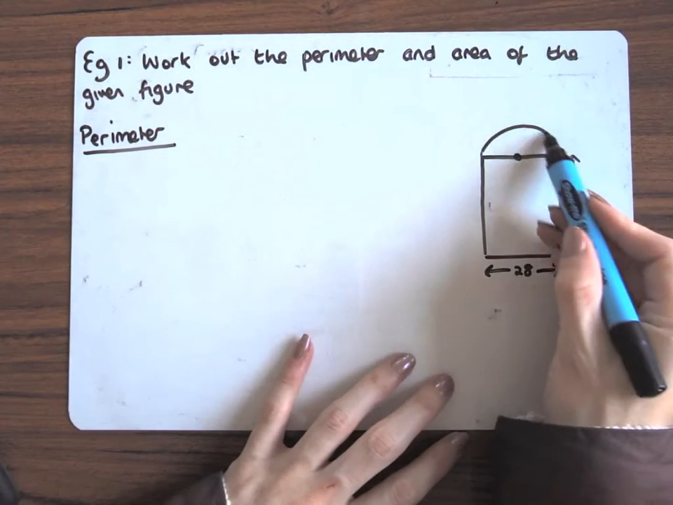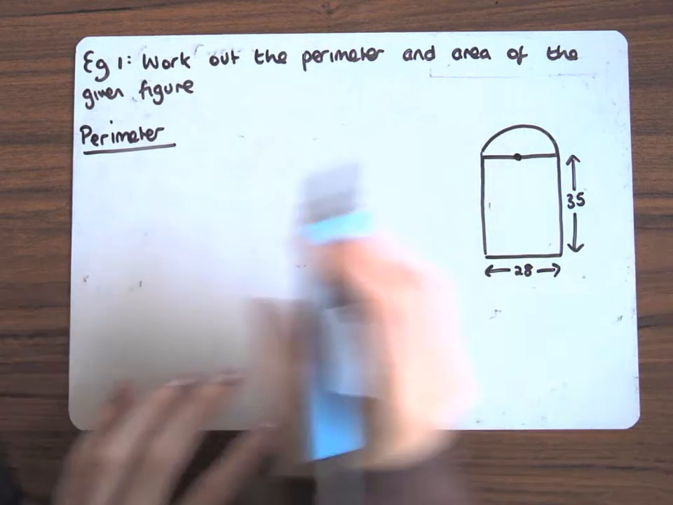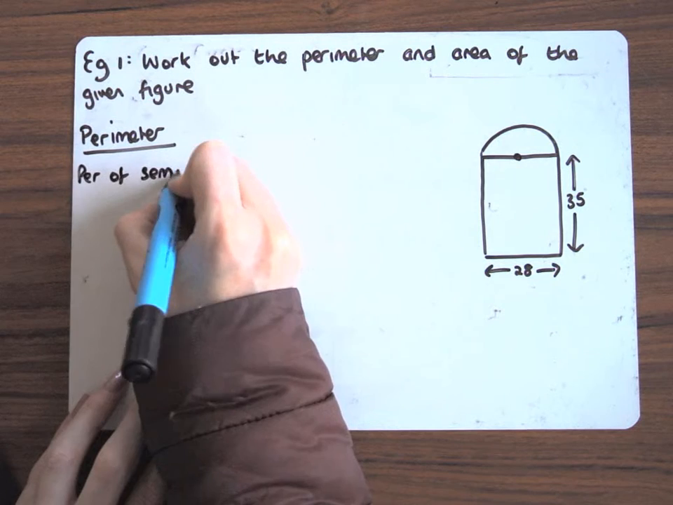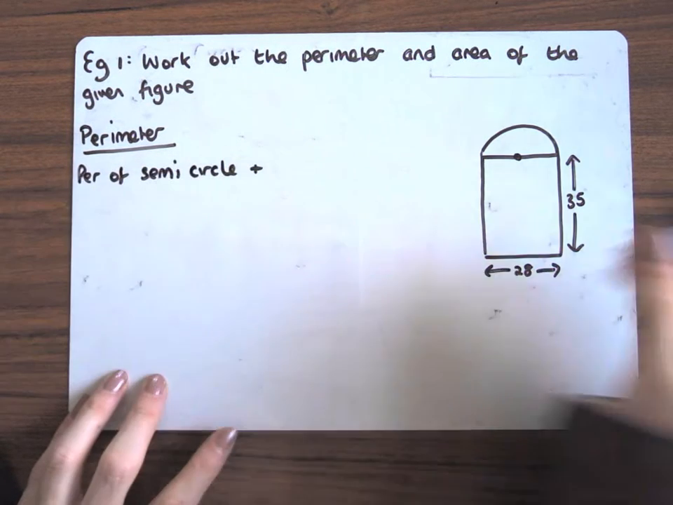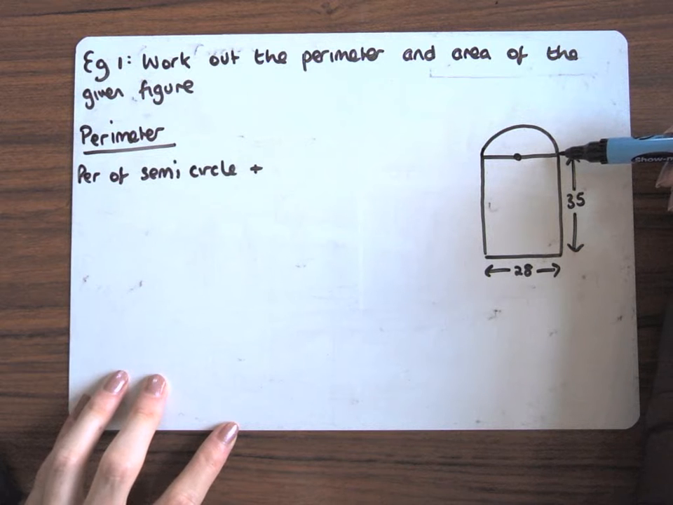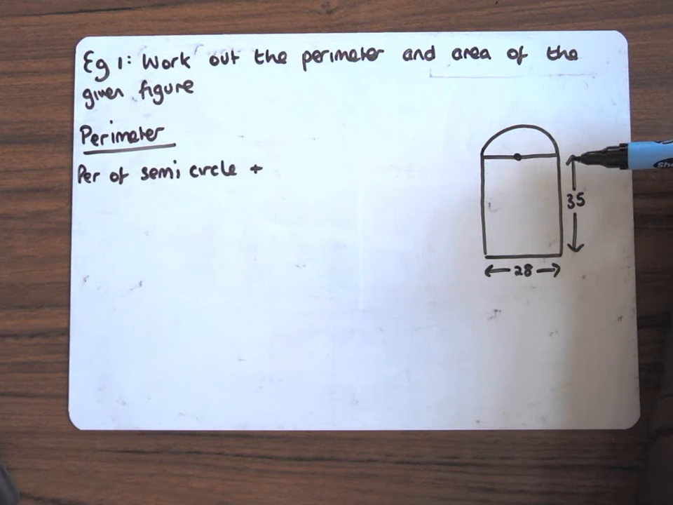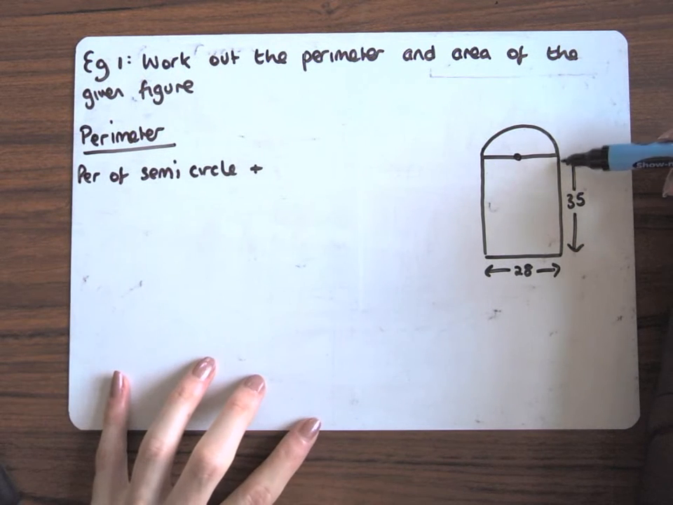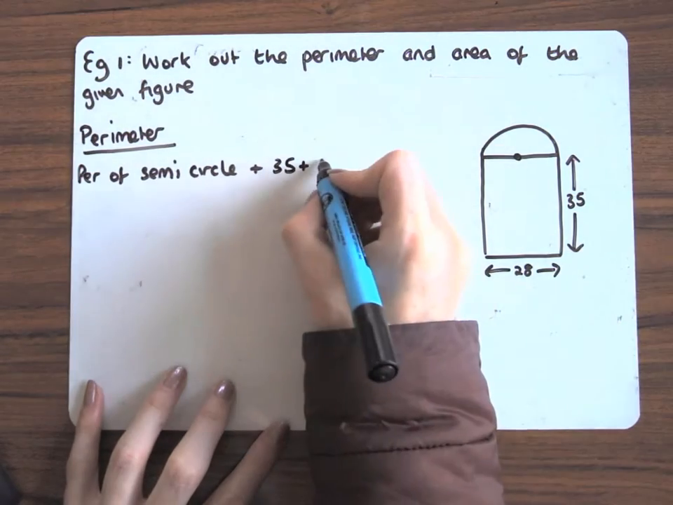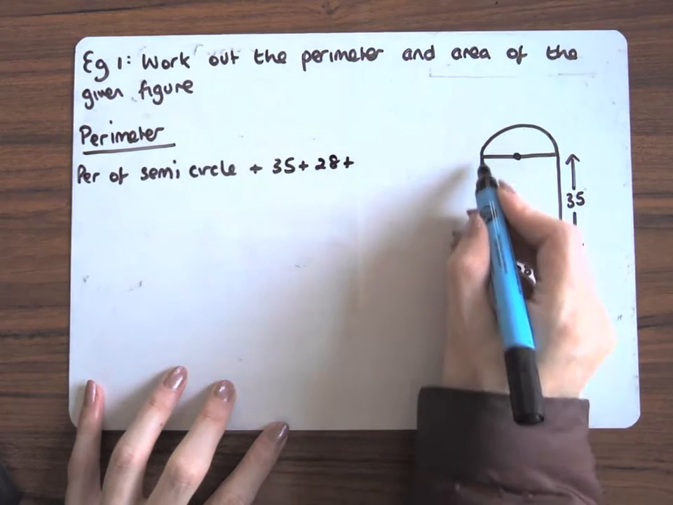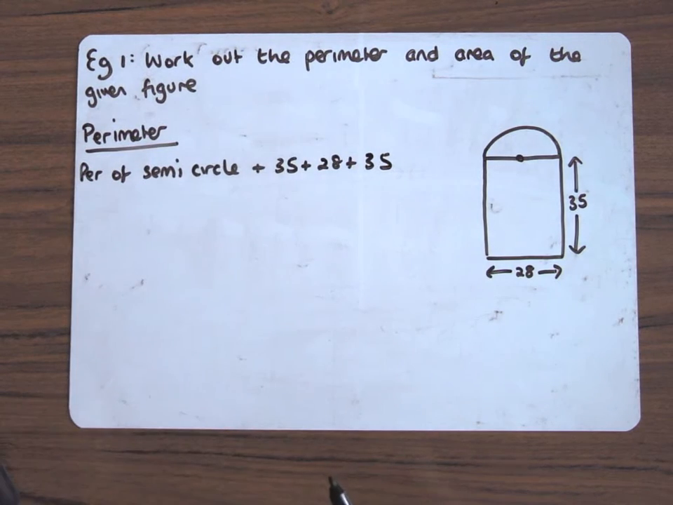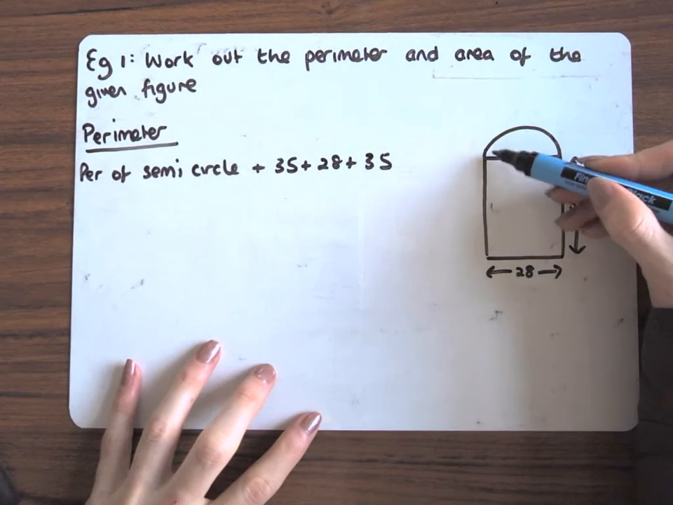Okay, what shape is this? A semicircle. So, perimeter of semicircle. And then what will I add on? So that'll get me from there to there. Add on, so it's not a full rectangle, sure it isn't. So it would be 35 plus 28 plus 35. Okay, does that make sense? Because remember, perimeter is only the outsides. So I can't add on this little bit in here.